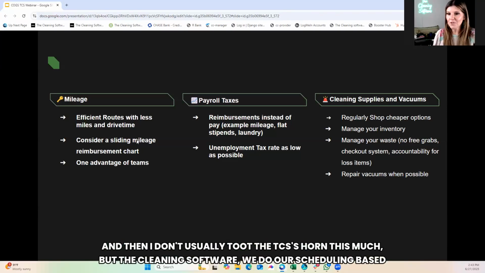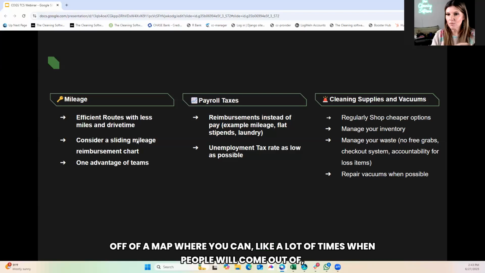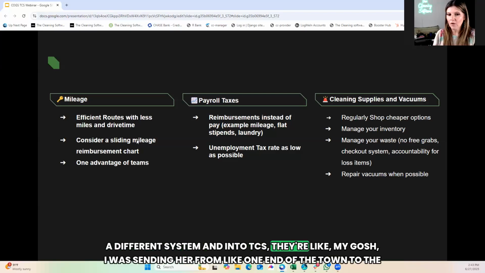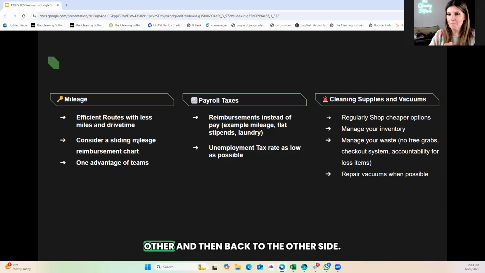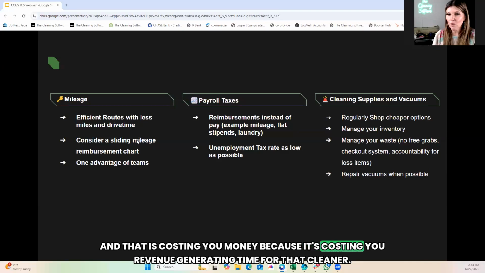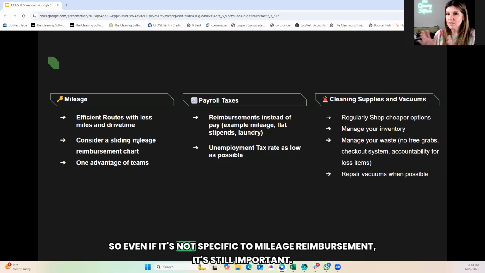And then I don't usually toot the TCS's horn this much, but the cleaning software, we do our scheduling based off of a map. A lot of times when people come out of a different system and into TCS, they're like, oh my gosh, I was sending her from one end of the town to the other and then back to the other side. And that is costing you money because it's costing you revenue generating time for that cleaner. So even if it's not specific to mileage reimbursement, it's still important.